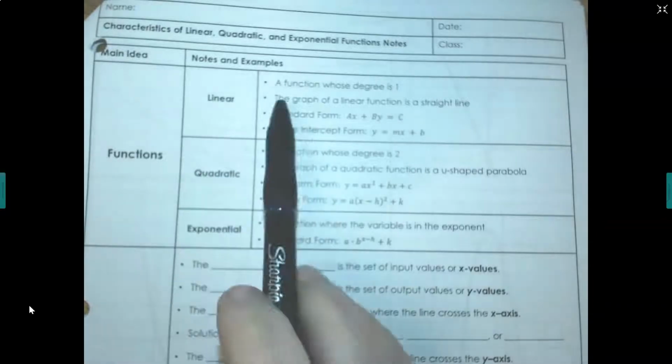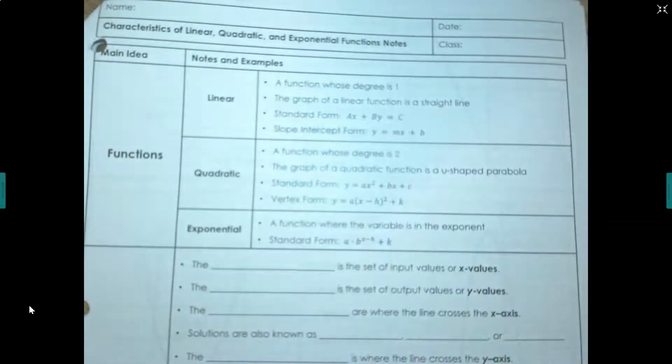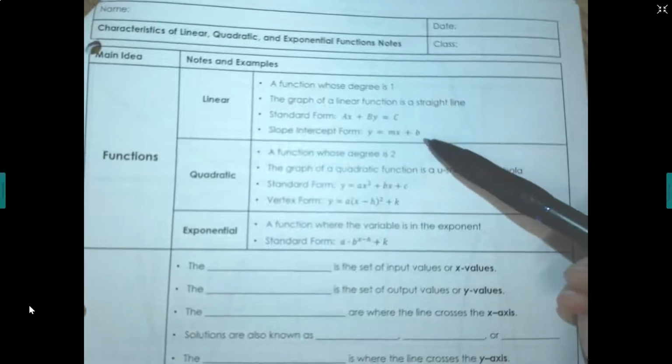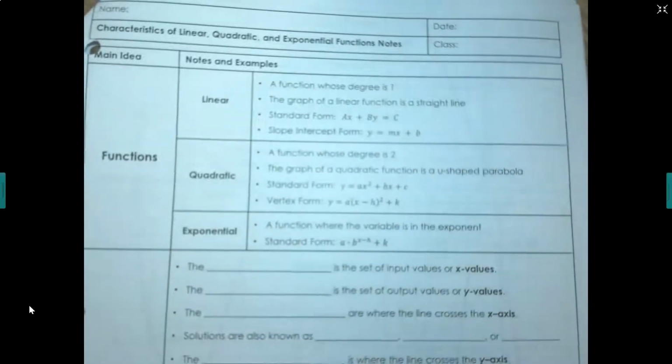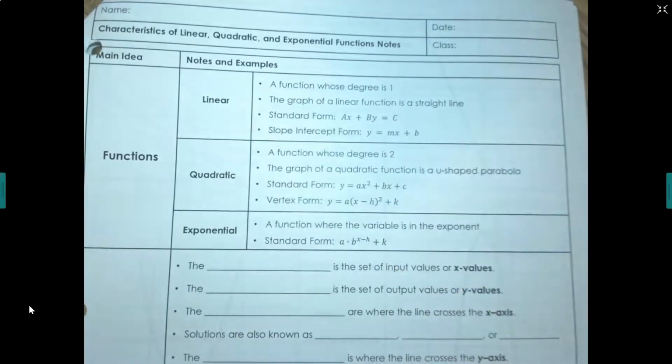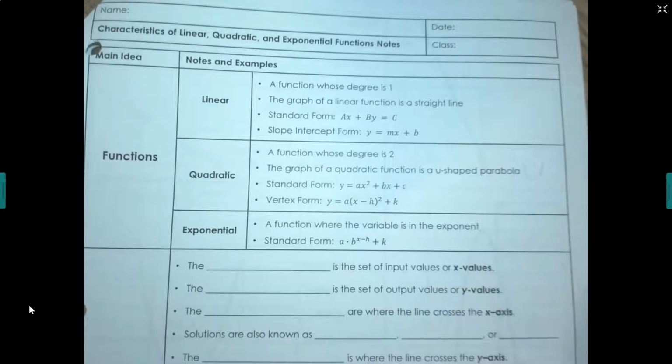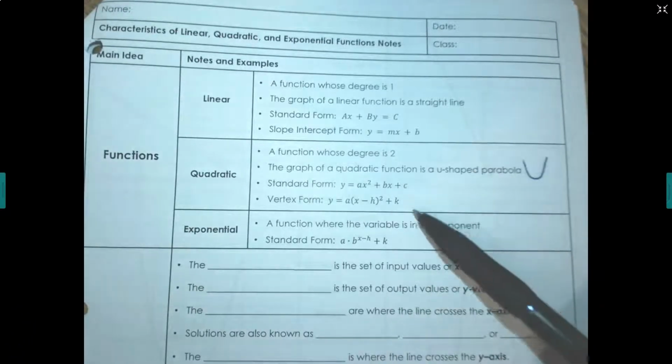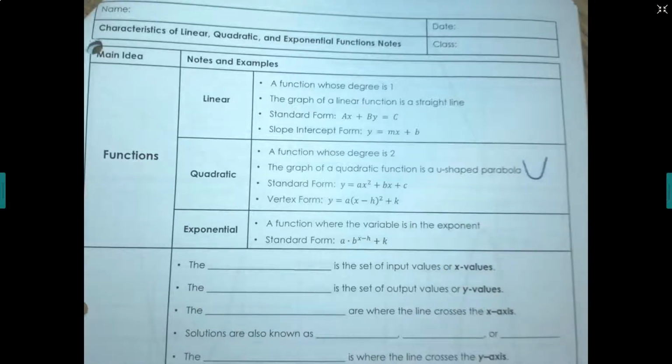A line is a function whose degree is 1, meaning the highest exponent is a 1. The graph of a line is a straight line. Then we have our standard form and our slope-intercept form. A quadratic is a function whose degree is 2. The graph of a quadratic is the U-shaped parabola. And then we have our standard form and our vertex form of the quadratic.